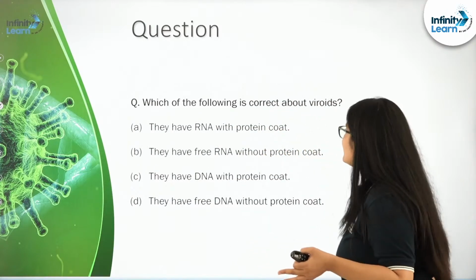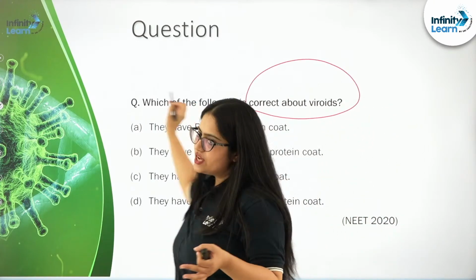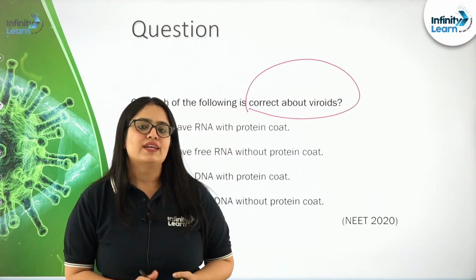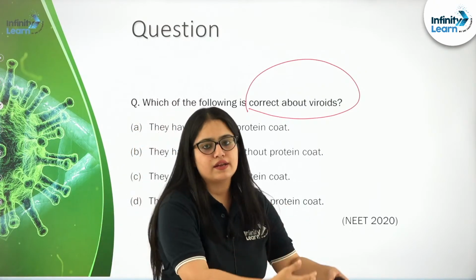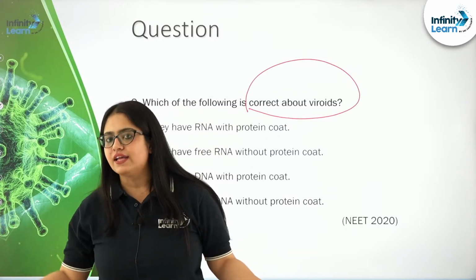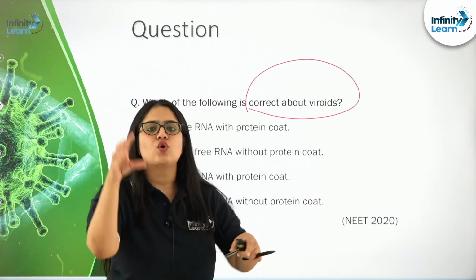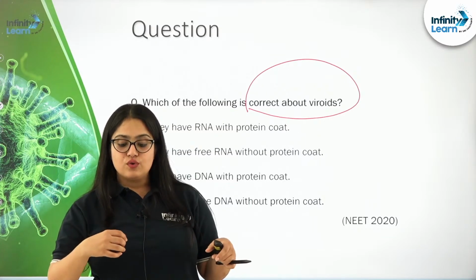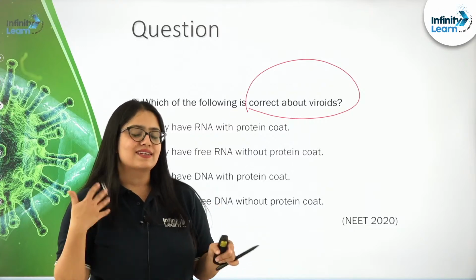Which of the following is correct about viroids? See students, the difference between virus and viroid should be clear. When it comes to virus, the genetic material can be made up of either RNA or DNA. They can be double stranded or single stranded DNA or RNA, the genetic material of virus, right? And the genetic material of virus is enclosed in a protein structure known as capsid, whose monomeric unit is capsomere, right? So this is all about virus that I wanted you to know.